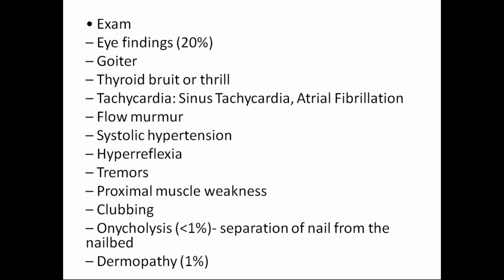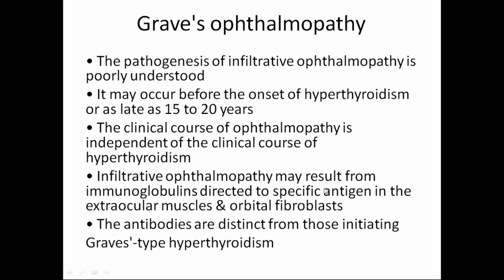And on auscultation, you may have a thyroid bruit or thrill, and there is tachycardia, as we discussed. It is a positive inotropic effect on the heart, and there is a flow murmur and systolic hypertension. Just remember, there is diastolic hypertension in hypothyroidism. There is systolic hypertension in hyperthyroidism. Okay, hyperreflexia, tremors, and proximal muscle weakness; clubbing can be present. This is thyroid acropachy, that is clubbing. It is mostly seen in the index finger. And onycholysis is a separation of the nail from the nail bed, that also can be present. And dermopathies, this is also an accumulation of tissue beneath the skin.